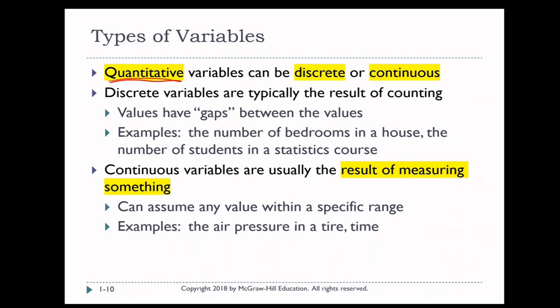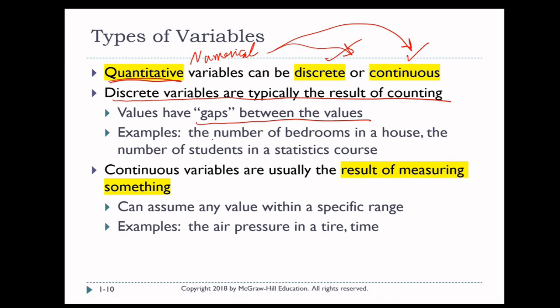Here, a quantitative numerical variable could be discrete or continuous. What's the difference between discrete and continuous? Discrete is the result of counting. Values have gaps between them, like the number of bedrooms in a house or the number of students in a class. Any fixed number is a discrete variable, which can be counted.